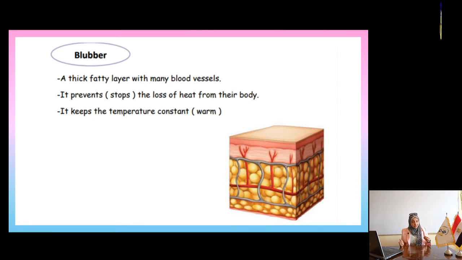It prevents, means stops, the loss of heat from their body. They keep the heat in, they keep them warm. So blubber keeps the animals warm, okay? Also, it keeps the temperature constant. It makes it constant, doesn't change. If it's 37, it will be 37. If it's 35, it will be 35. You keep them warm, okay?